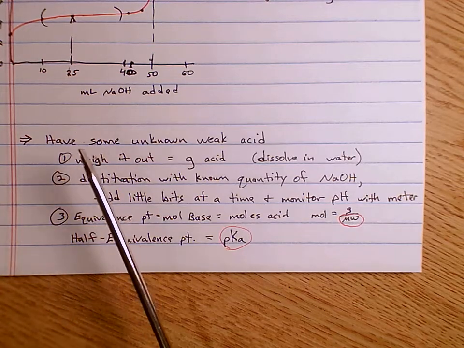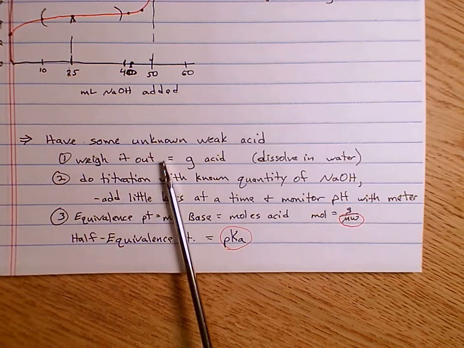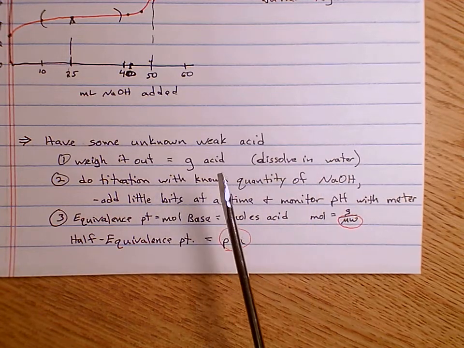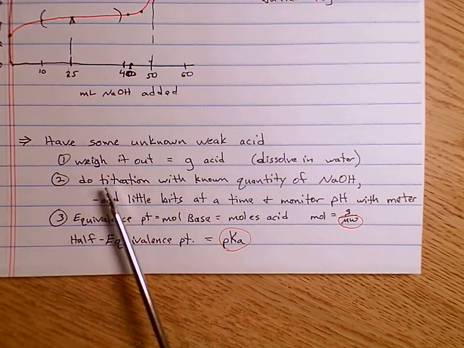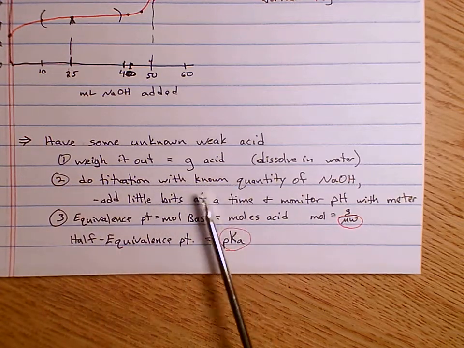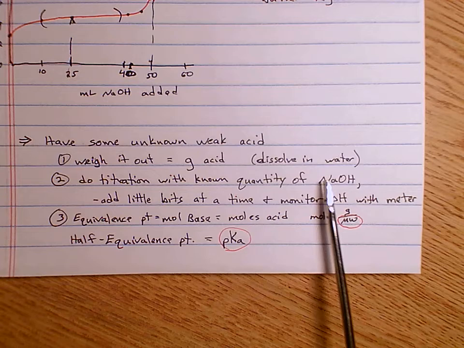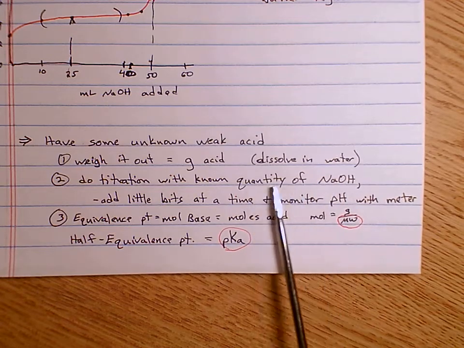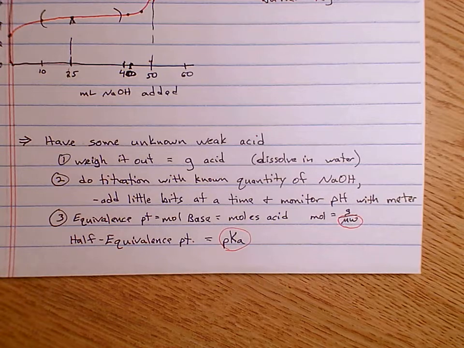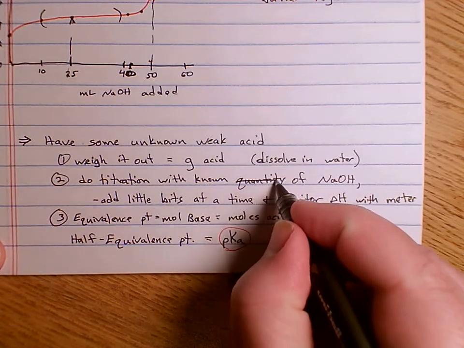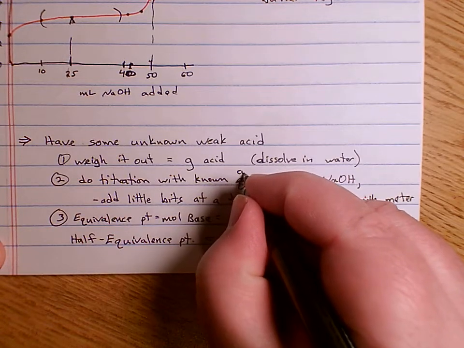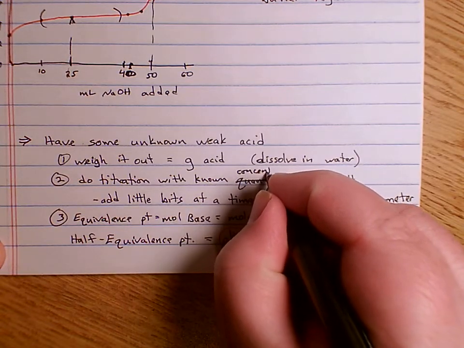So in the lab, what you'd do is weigh out that acid, because if you weigh it out, that gives you the grams of acid. Dissolve that in water, after you put it in the Erlenmeyer flask. Then you do a titration with a known concentration of NaOH. We will know the quantity at the end, but we start with a known concentration of NaOH.